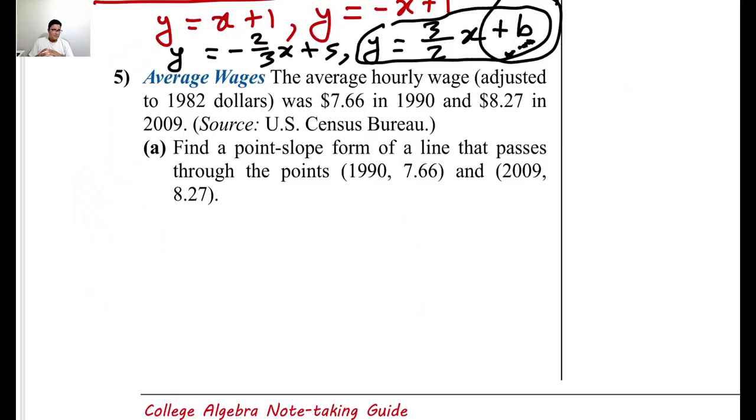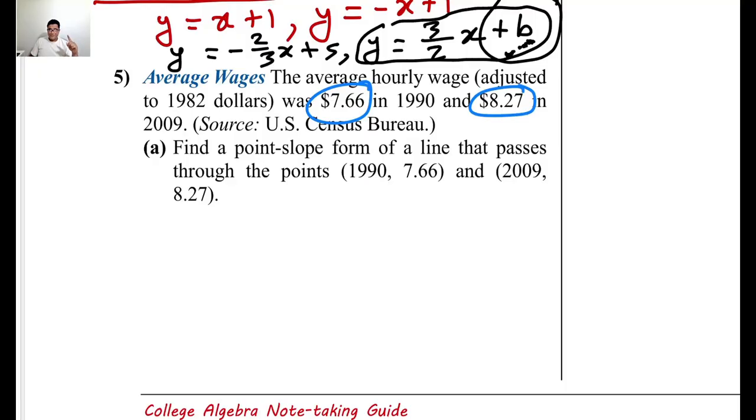That depends on the exact data that I'm giving, the idea. So the average hourly wage was 7.66 then, and 8.27 in 2009. What that means is the average hourly wage increased, not just across the years, but on the same scale it increased. So it was a little better in 2009.